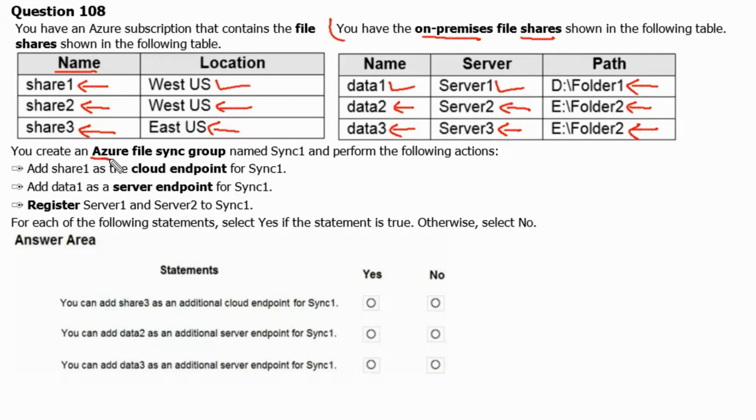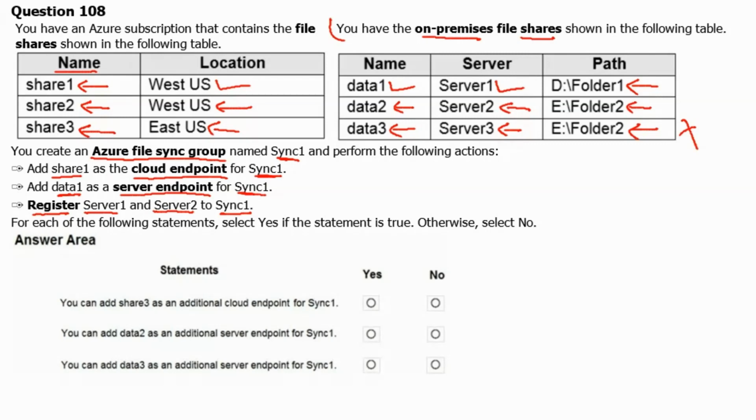You create an Azure File Sync group named sync1 and perform the following actions. First of all, we add share1, the file share, as cloud endpoint for sync1. We add data1, which is on server1, as server endpoint for sync1, and we register server1 and server2 to sync1. So server3 is not registered.